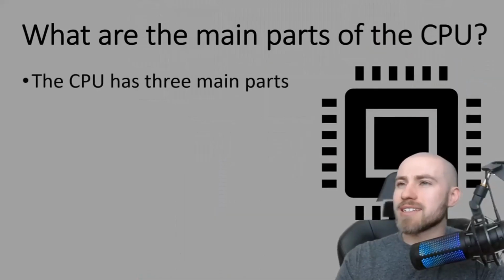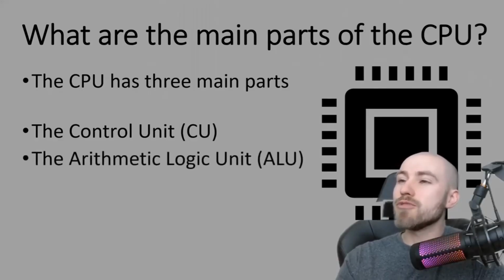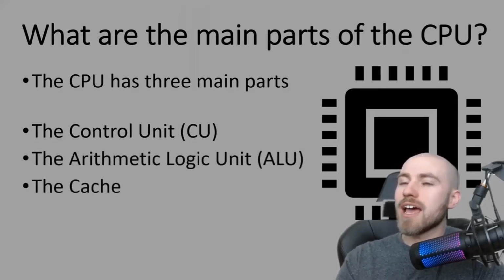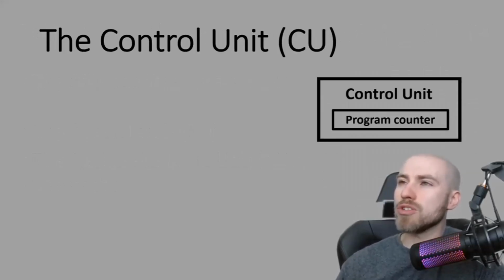So we need to understand that the CPU has three main parts, and these are the control unit, the arithmetic and logic unit, and finally the cache. So we're going to start by talking about the control unit.